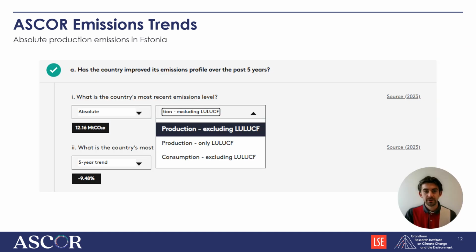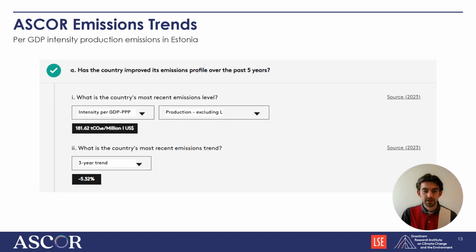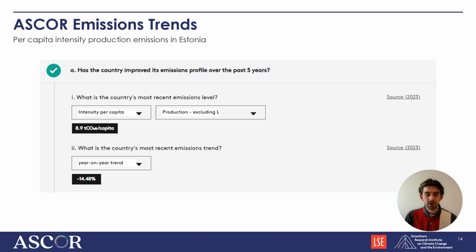If you want to dive even deeper into specific country emission trends, you can find information on each country's page on the ASCOR tool. Here I'm highlighting Estonia as the best performer in the 2024 ASCOR emissions trends results. And you can see that in absolute production emissions here, in intensity per GDP emissions, and in intensity per capita emissions, Estonia has seen significant decreases over a number of periods, and consistent reductions across all categories.